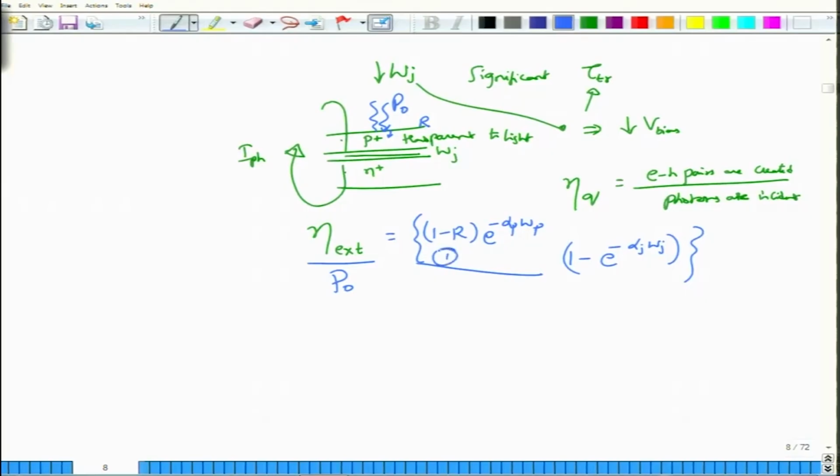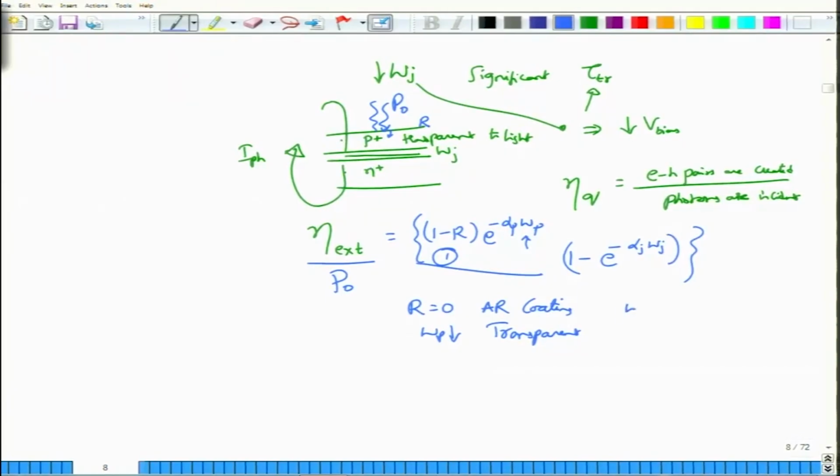The first factor is 1 minus R, and it can be made equal to 1 by making R equal to 0, which is what an AR coating, an anti-reflection coating at the top of a PN junction, would do. You can reduce Wp, or you can reduce alpha p, so that this exponential factor becomes equal to 1. The way to do this is to use a material which is transparent to the incoming photon. So, you use P plus and N plus regions which are transparent, therefore there is no loss in photon absorption over here.